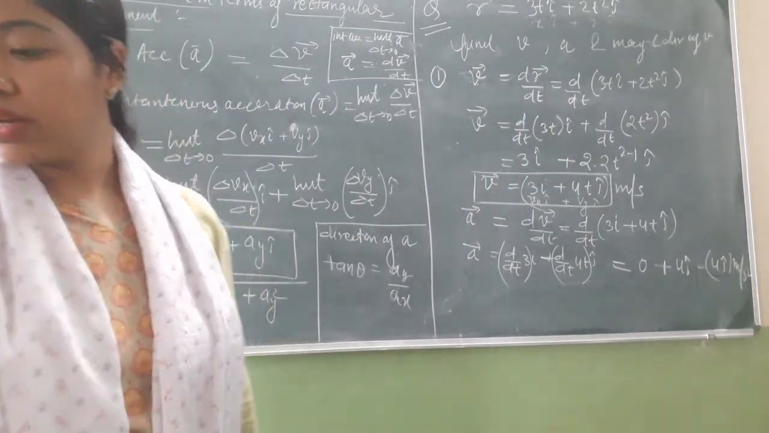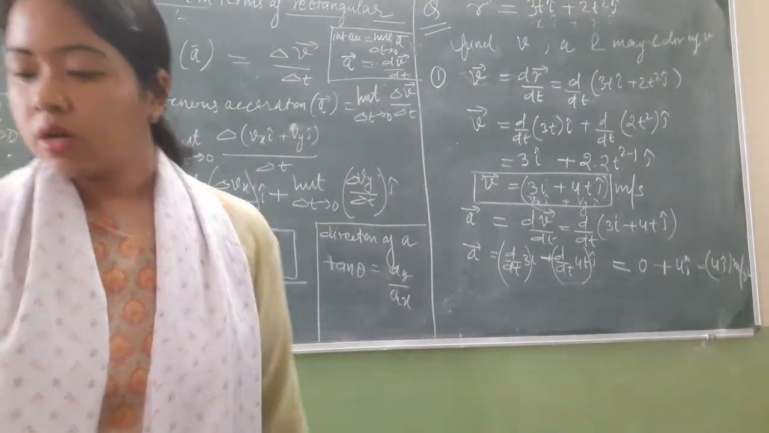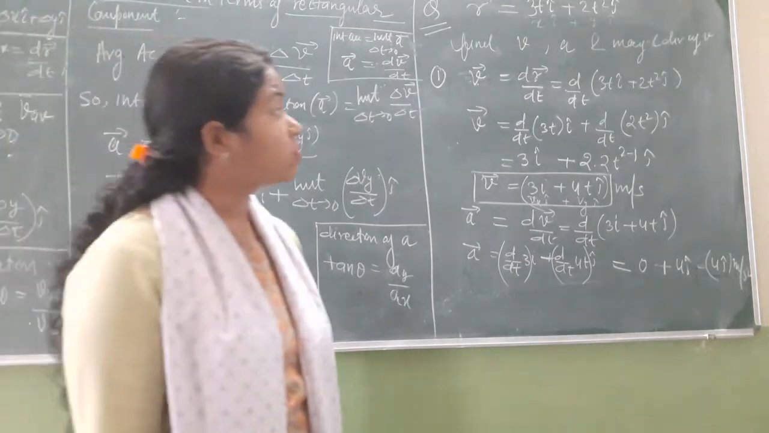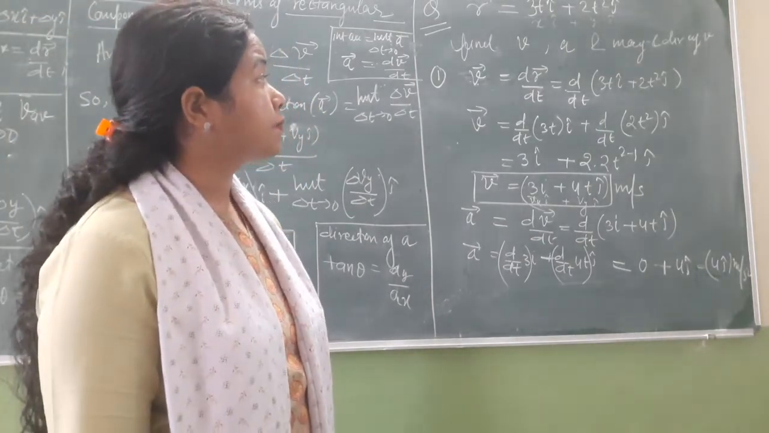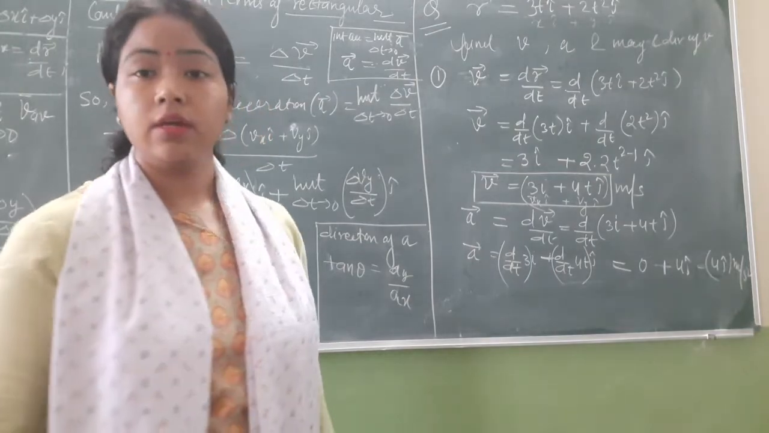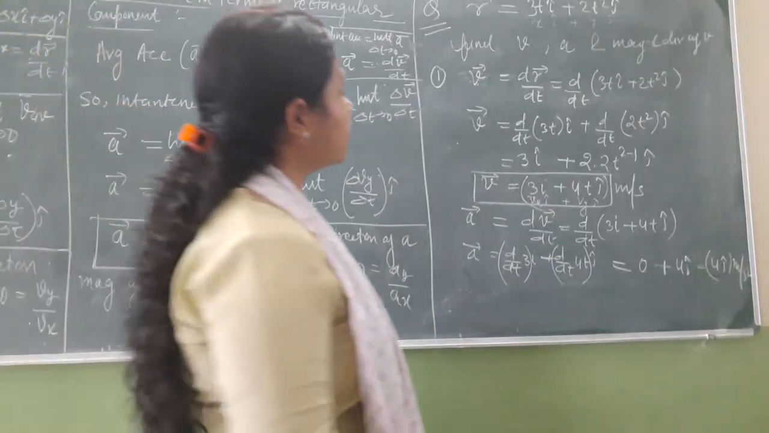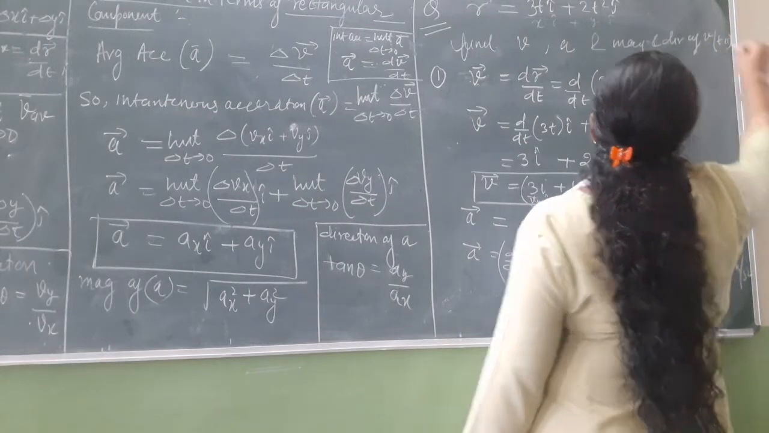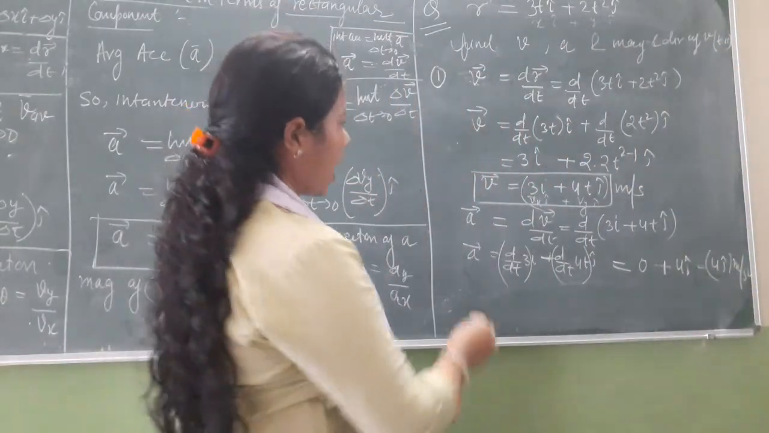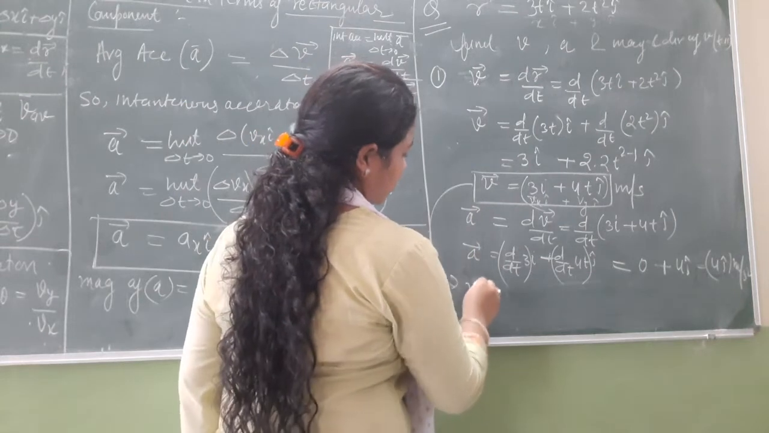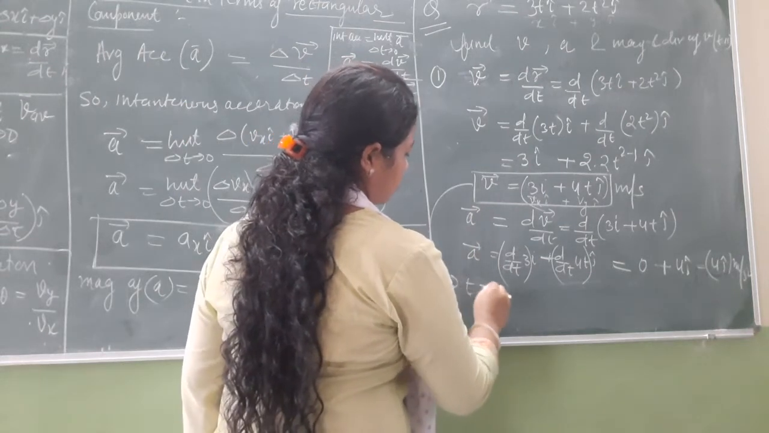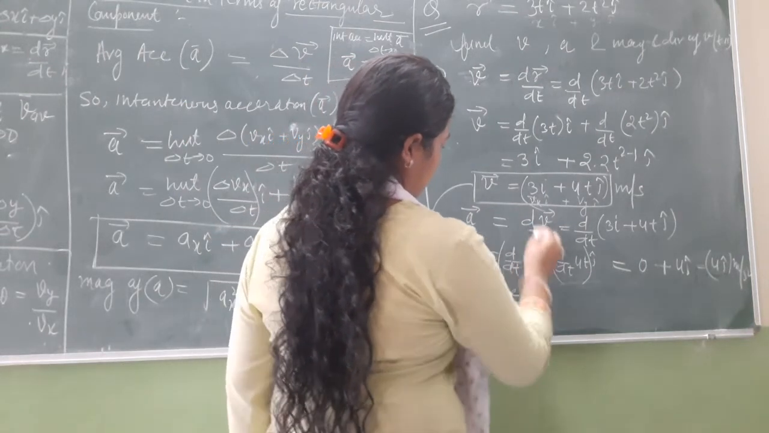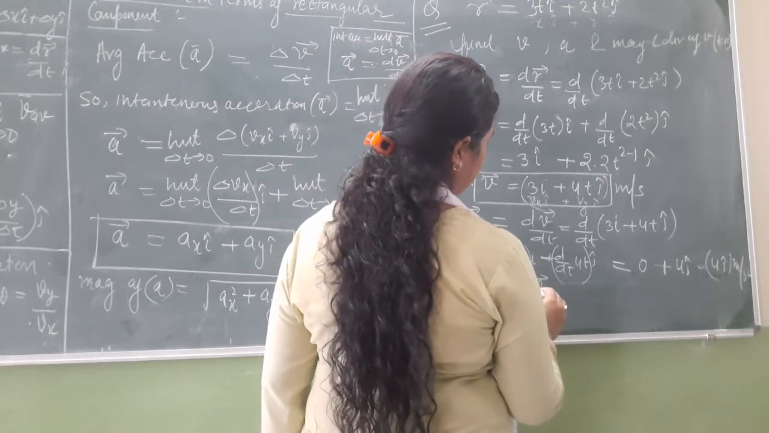Right, children? Now the question is given to you. You have to calculate the magnitude and direction of the velocity at t equal to 1 second. So from this equation, at t equal to 1 second, you will have the value of the velocity.